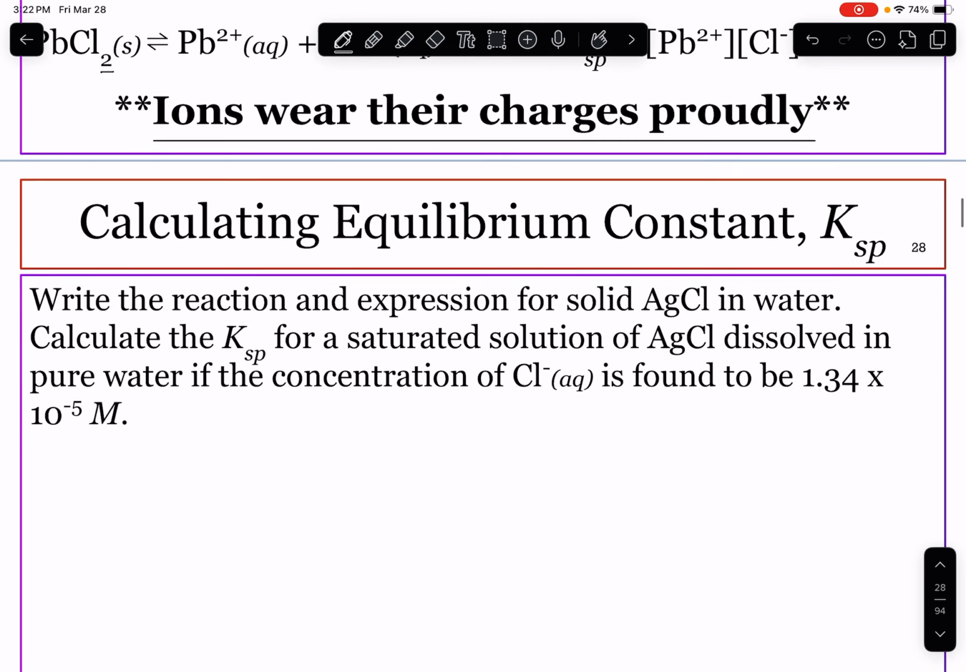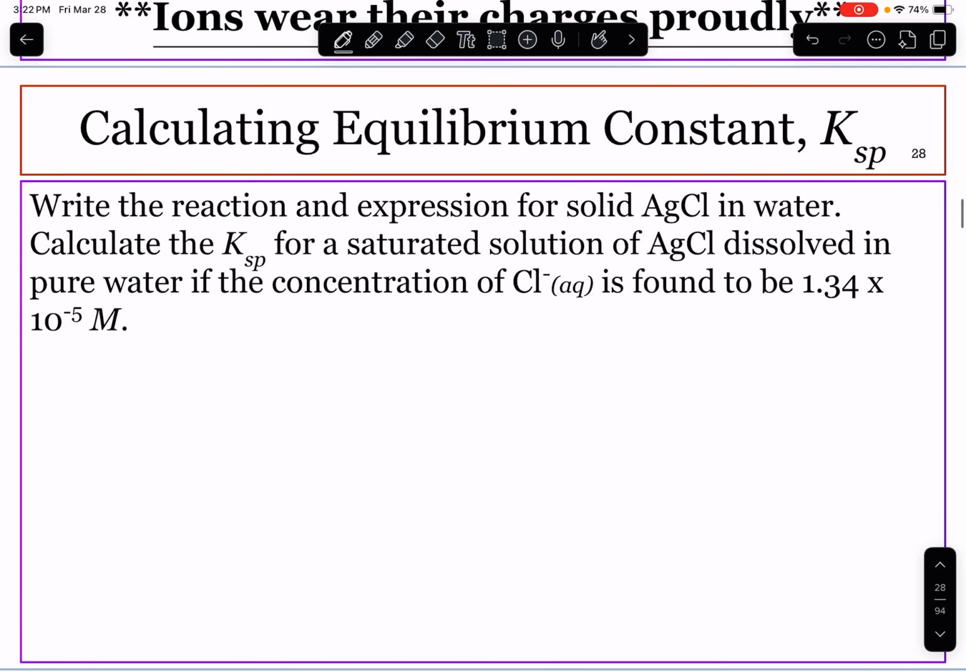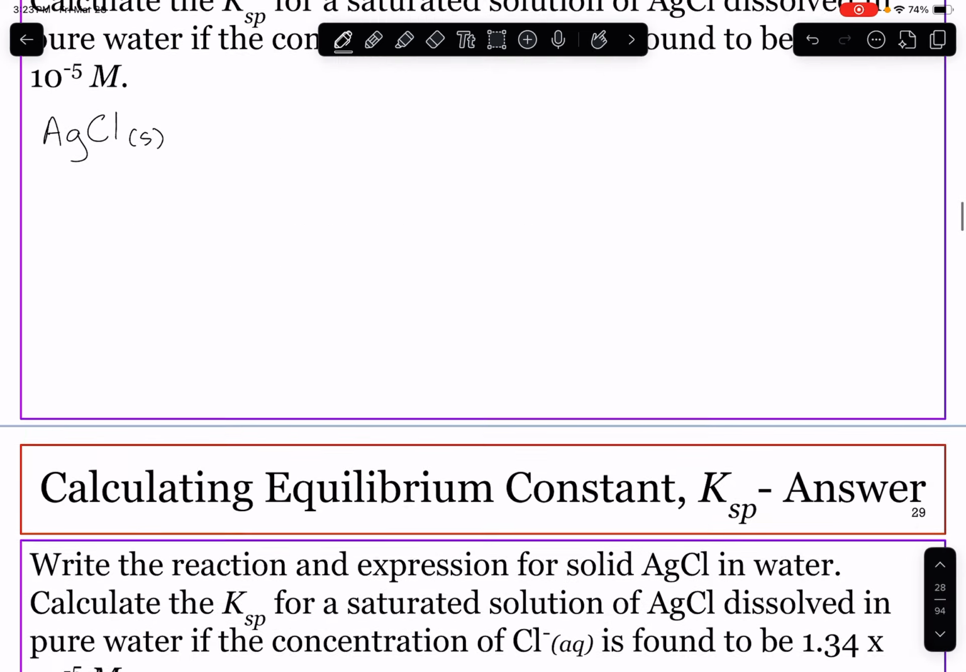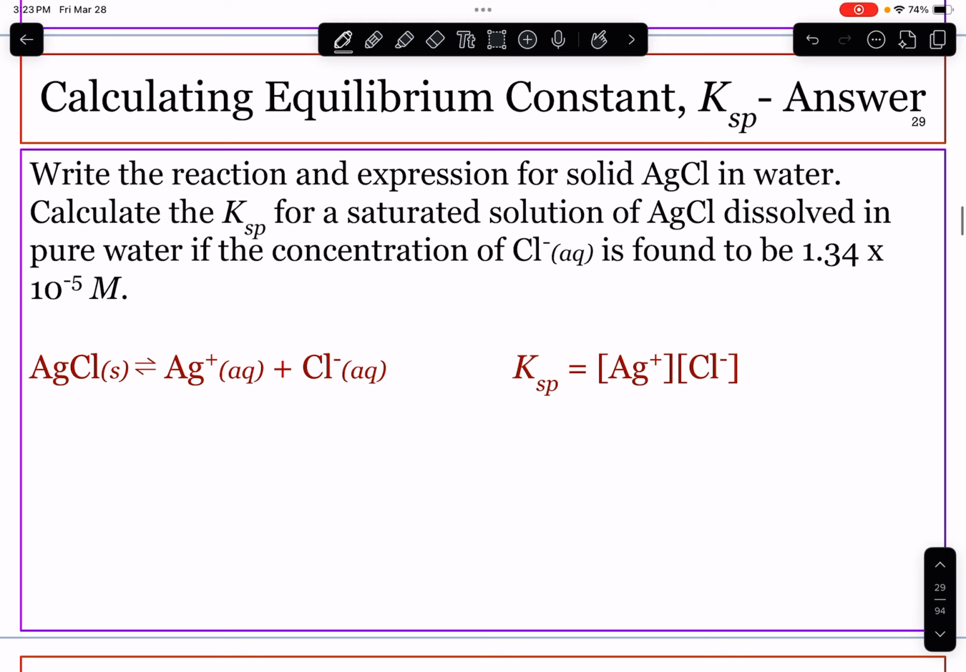Now let's solve one of these for the value of KSP. Write the reaction and expression for solid AgCl in water. Start out, we're just going to do this part first. Start out like this, and I want you to pause and see if you can finish the chemical reaction and the expression for this dissolving in water. So here's the answer. Silver chloride turns into a silver ion and a chloride ion. Only the products have an aqueous or a gaseous substance, and so we have this as our KSP.